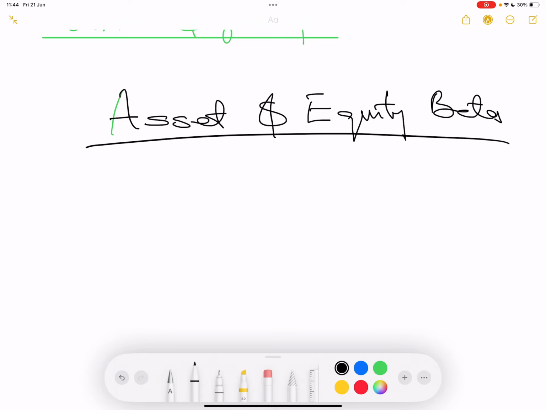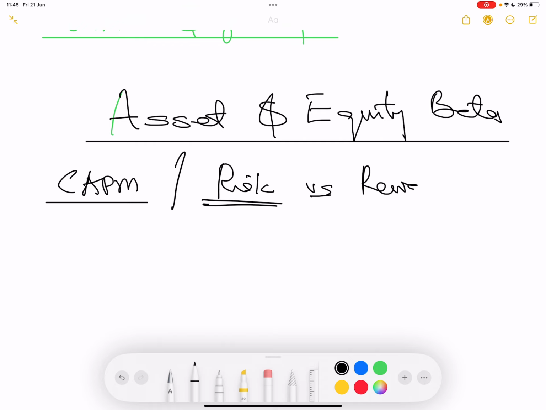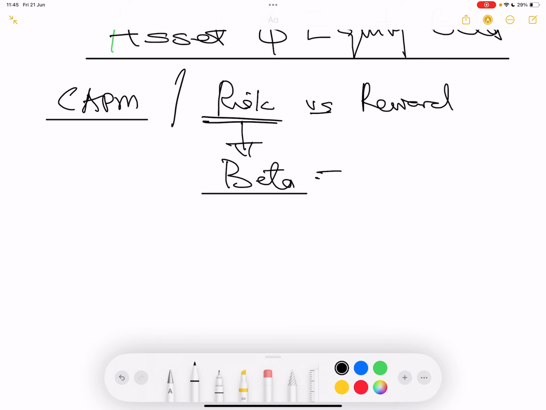It's very important you understand this as well. Remember when we spoke about CAPM, we said CAPM is such a fantastic model to calculate cost of equity because it takes into consideration risk versus reward. And the element we use to measure this risk is called the beta. It's a beta because that is the way we measure the volatility of return.